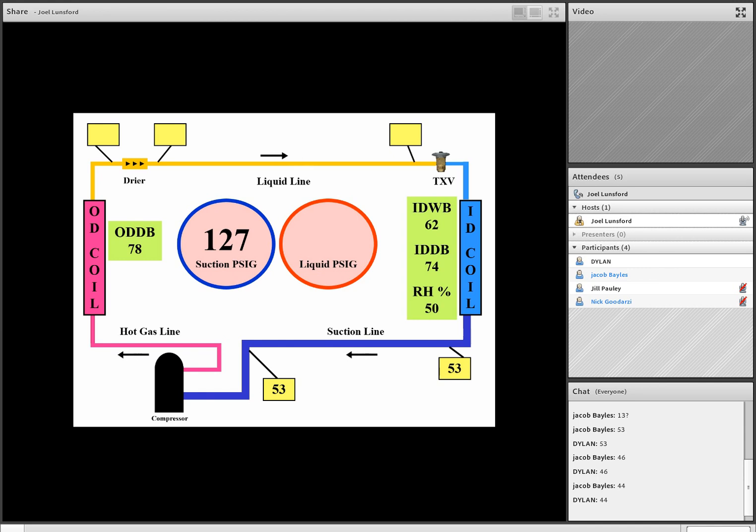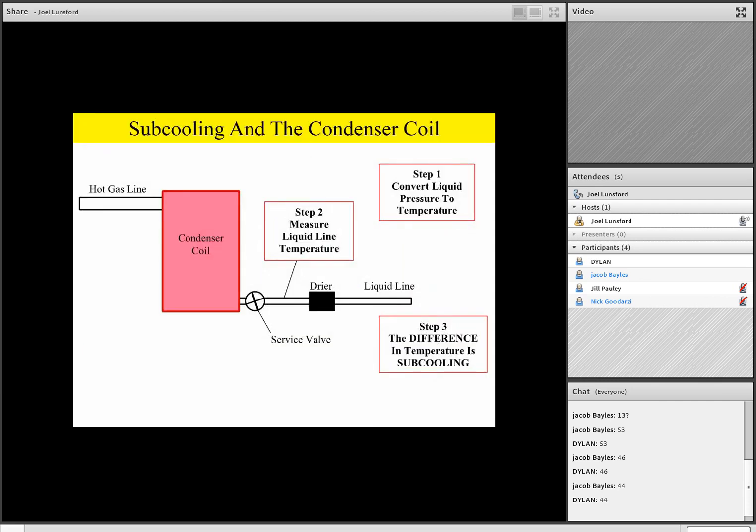Okay, well, we have 2 coils in the system, team, so let's take a look at the outdoor coil now, the condenser coil. And let's talk about subcooling. Now, subcooling tells us the condition of the condenser coil, just like superheat showed us the condition of the evaporator coil. Now, please write this down.